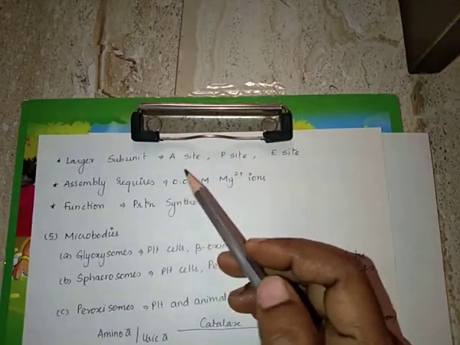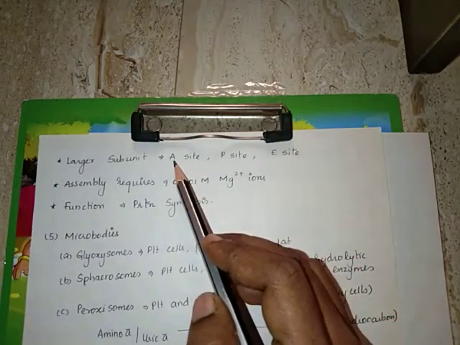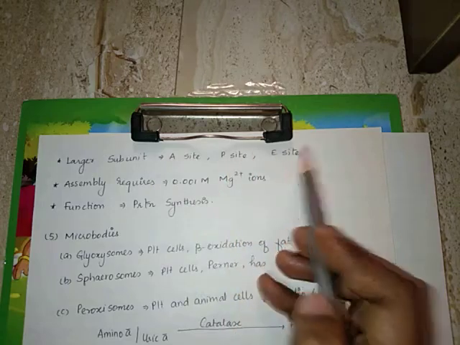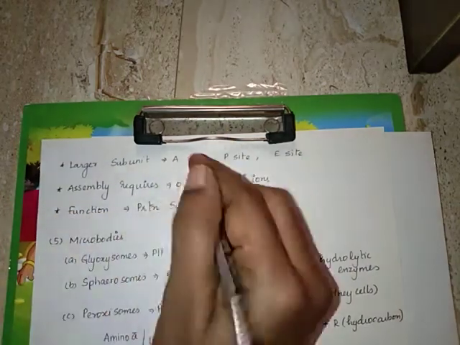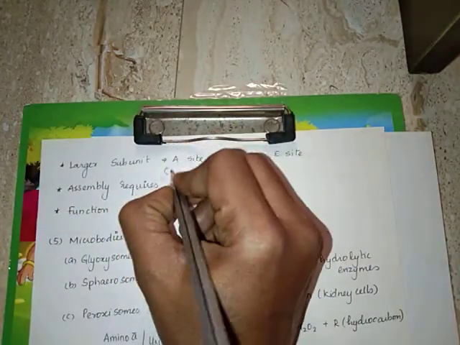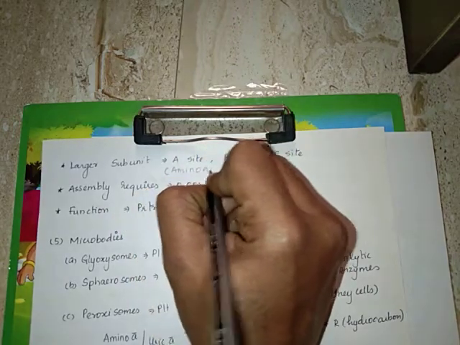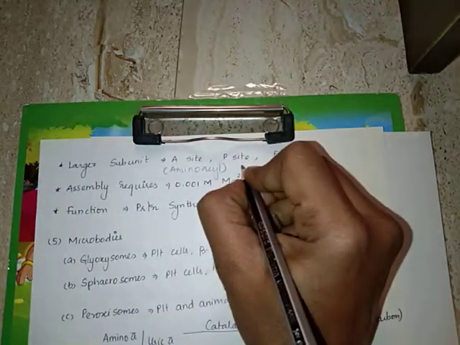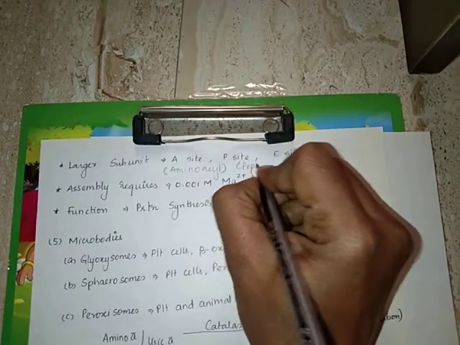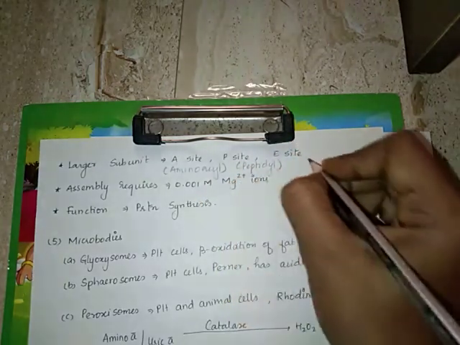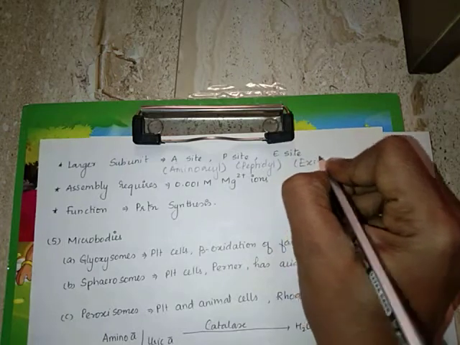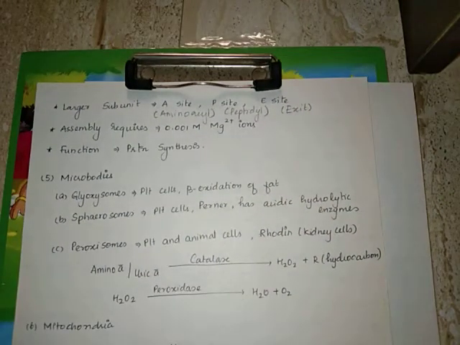The larger subunit of ribosomes has 3 functional sites: A site, P site and E site. A site is called the aminoacyl site. P site is the peptidyl site. E site is the exit site. We can study the functions of these in detail when we study the 12th molecular basis of inheritance unit.